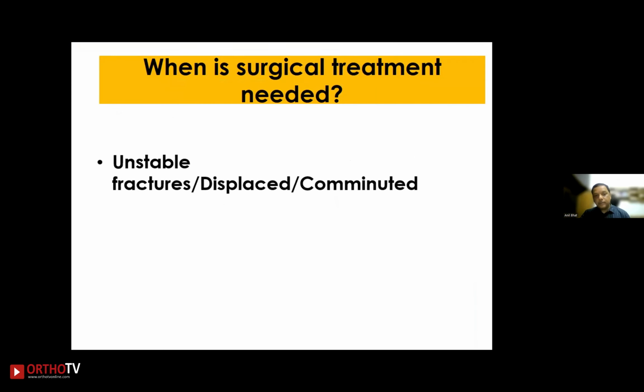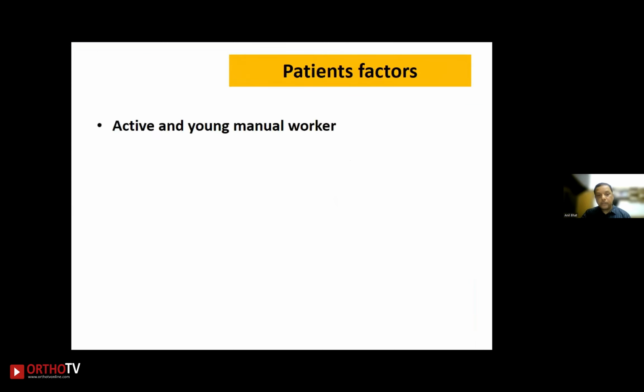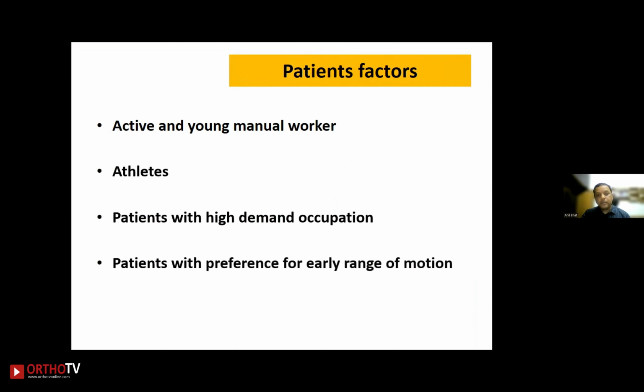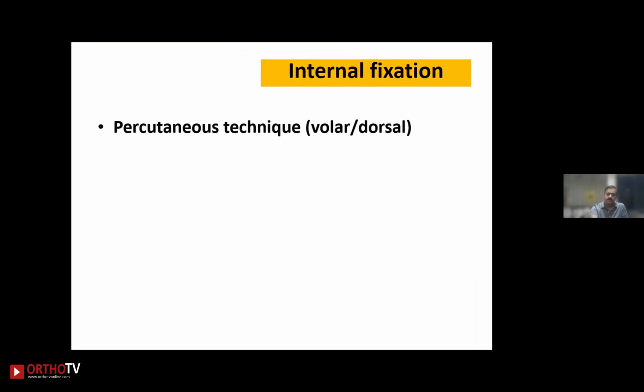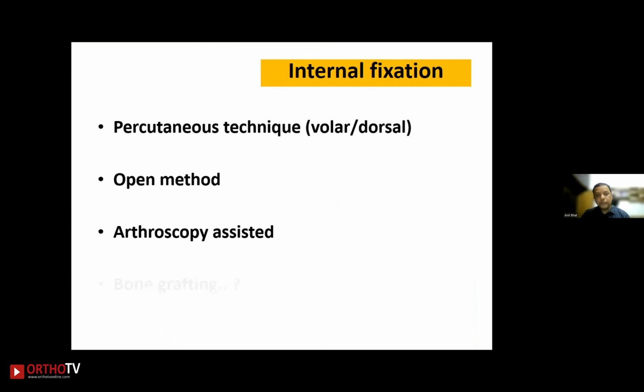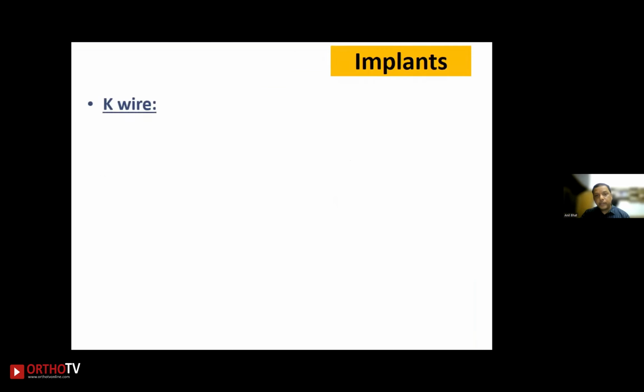If it is unstable or displaced or comminuted, you would require operative management. And you have to think about or talk to the patient also about what they want, especially young patients, active patients, athletes, patients with high demand occupation, and who want to go for early range of motion. Percutaneous fixation, open method, arthroscopic assisted. And sometimes even in acute fractures, we might use bone grafting.